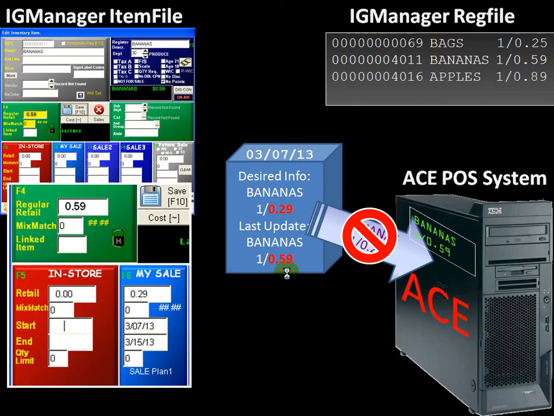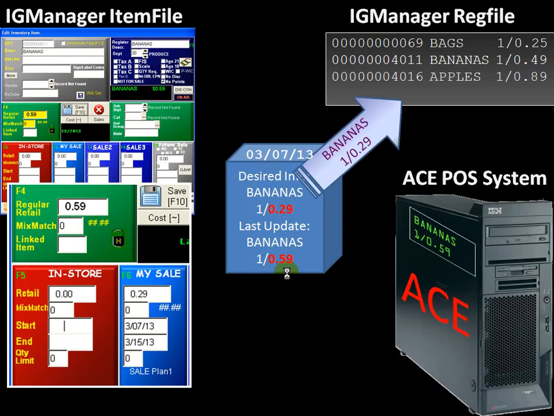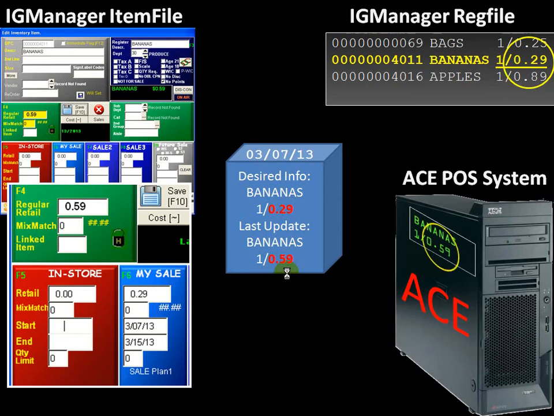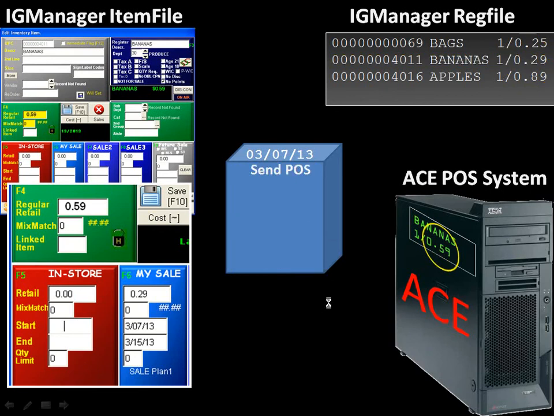So we make up our batch to send 29 cents to the front end, and something happens. That batch never makes it to the front end. We continue on and update our reg file because the last thing we sent to the register was 29 cents. So we end up with this wonderful scenario where the front end is still at 59 cents, which is not right. So you're going to come in and say, I need to send, so you go through the send procedure again.